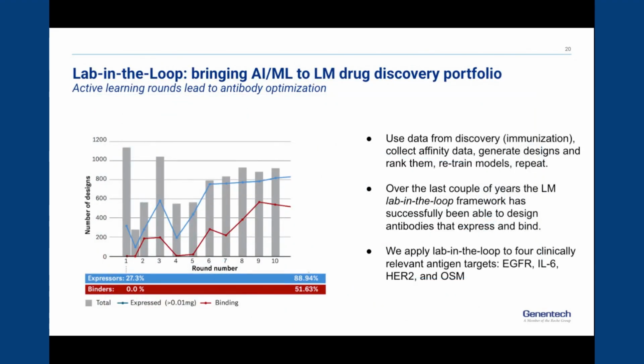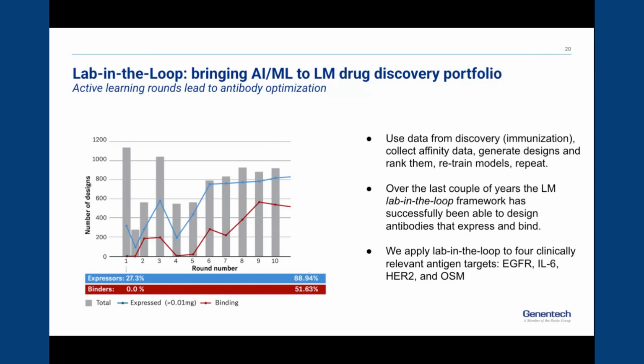So let me show you some results now. Over the years, we've been running this lab in the loop since we joined Genentech. We've been running this on multiple different targets. So here you could see some of the targets that we were testing this model on. Right now, lab in the loop is used in almost every active portfolio project. And instead of just optimizing 1 or 2 properties, it's been used for optimizing multiple different properties at once.